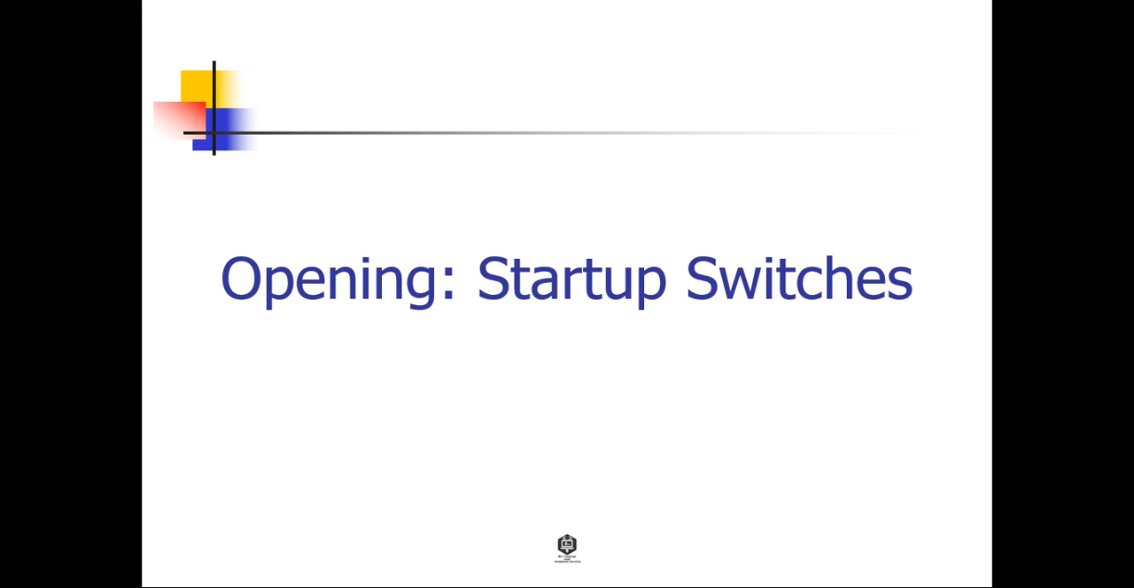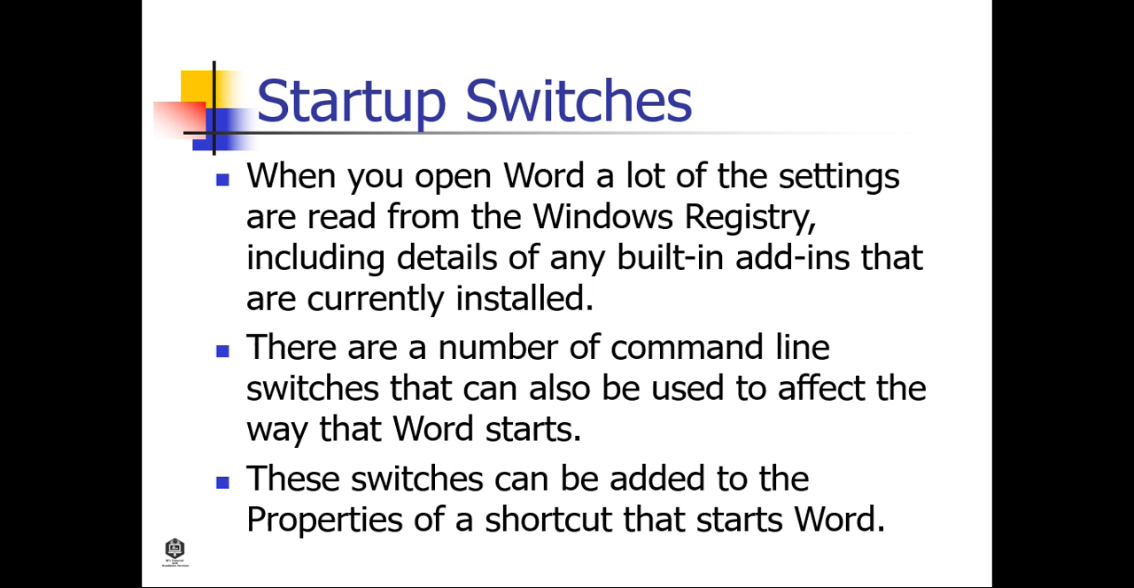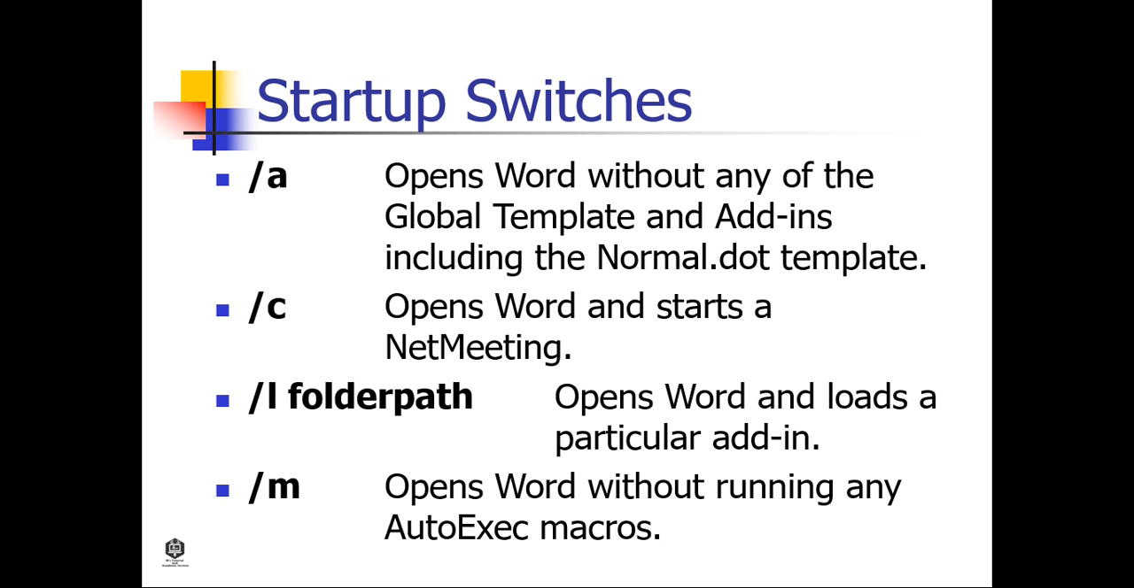And how about the opening in terms of startup switches? In startup switches, when you open Word, a lot of the settings are read from the Windows registry, including details of any built-in add-ins that are currently installed. There are a number of command line switches that can also be used to affect the way Word starts. These switches can be added to the properties of a shortcut that starts Word.